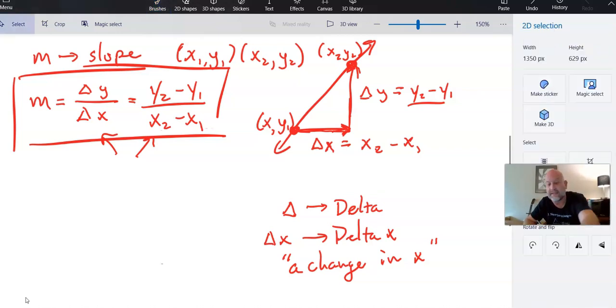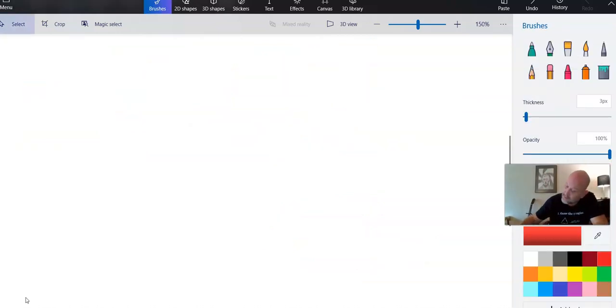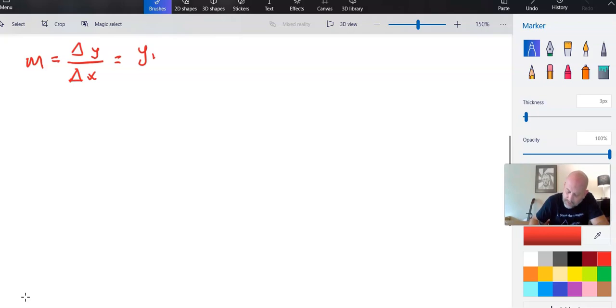Okay, so let me go ahead and get this out of here. And so we left off here. m is equal to delta y over delta x, which is y2 minus y1 over x2 minus x1. So it's a change in y over a change in x. So the question really is, how do we get a hold of this thing? How do we use this?